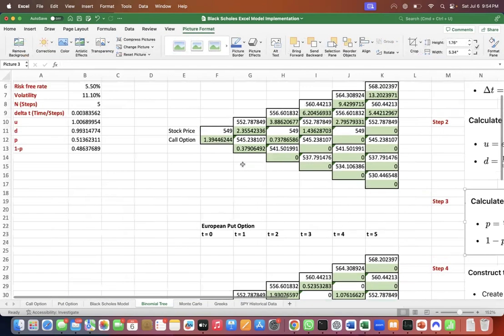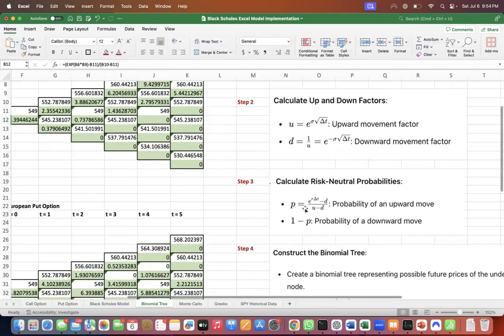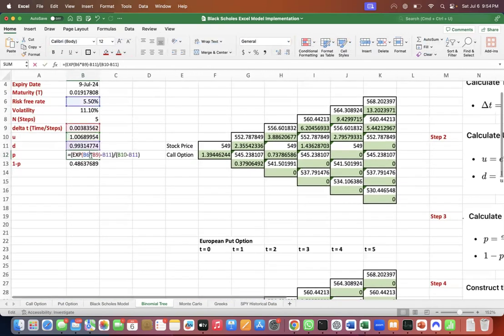So we'll calculate P and 1 minus P. If you see the formula, P is equal to e to the r delta t minus d, divided by u minus d. So P is equal to the exponential of r, the risk-free rate, times delta t, minus d.